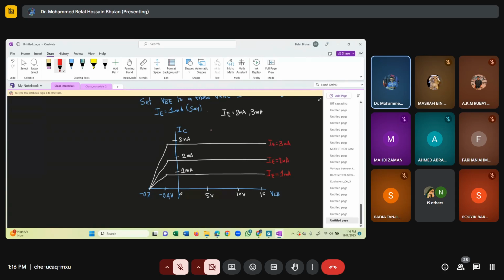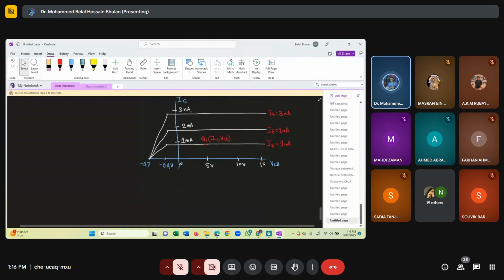For example, if I pick one point here on the curve, what information do we get? Let's call it Q1. We get two values, IC and VCB. So for Q1, you can say IC is, let's say, 0.9 milliampere, and then VCB, you read it as 5 volt.